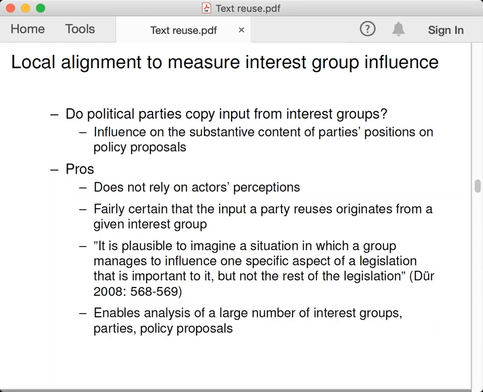And lastly, it also enables analysis of a large number of actors, policy proposals, and so on. So this is perfect for my purposes because I was interested in looking at variation at the issue level. So I needed more than one policy proposal. So yes.